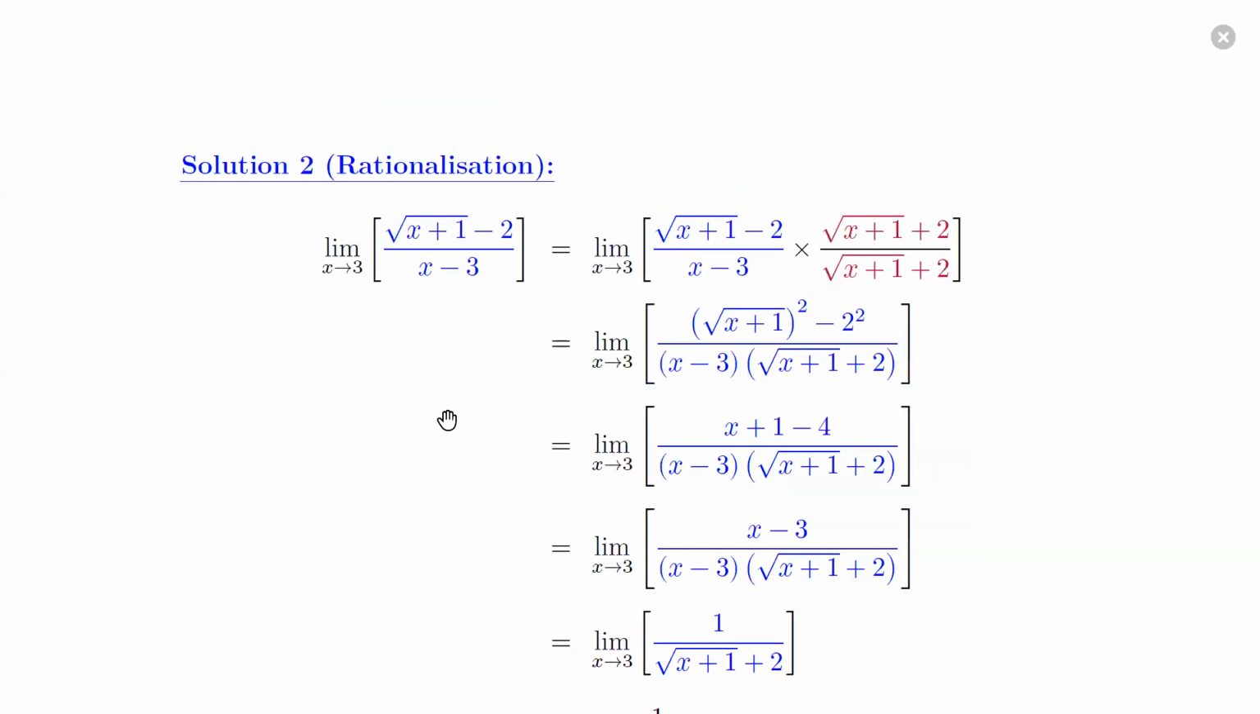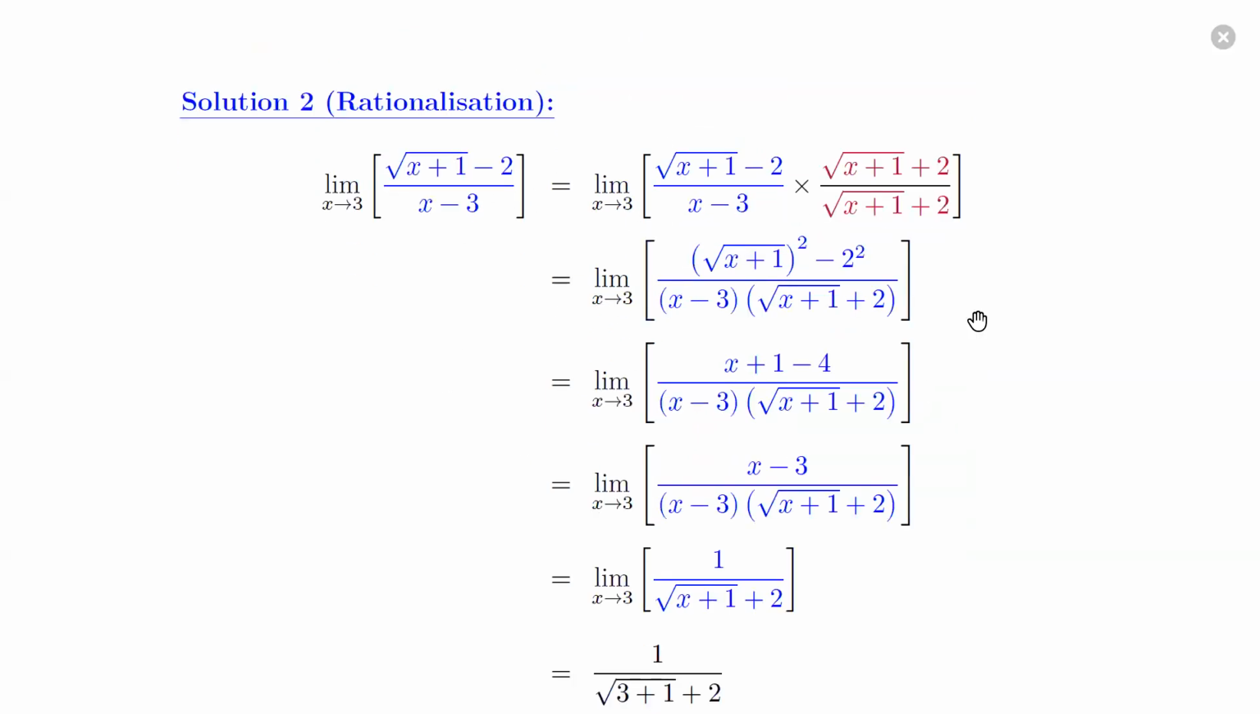Now, the second method is where we rationalize, which might be a little easier for most students to do. So like I said, we multiply above and below by the square root of x plus 1 plus 2. And on top, this will be a difference of squares, we end up with, after we simplify, x plus 1 minus 4, which is x minus 3.